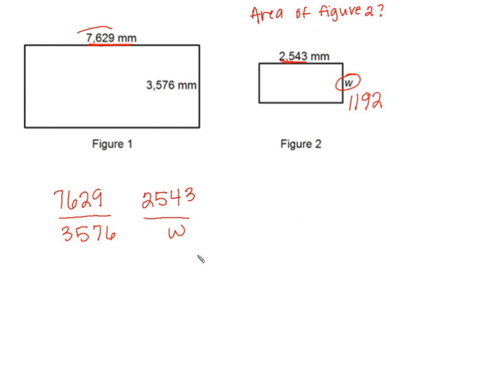Now you can get the area. So you take the length times the width. And it's going to give you your area.